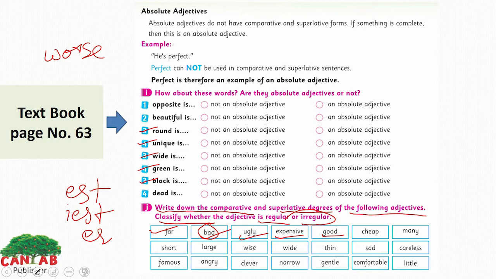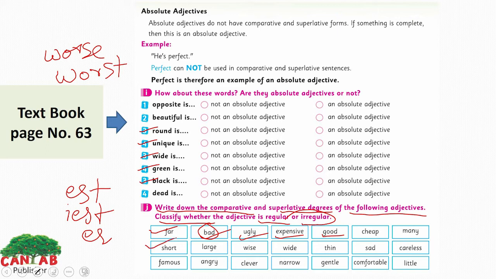Like we have no es and er here or more here. And the superlative degree of bad is worst. You can see no addition of est, iest or er here or most here. So it is an irregular word here.